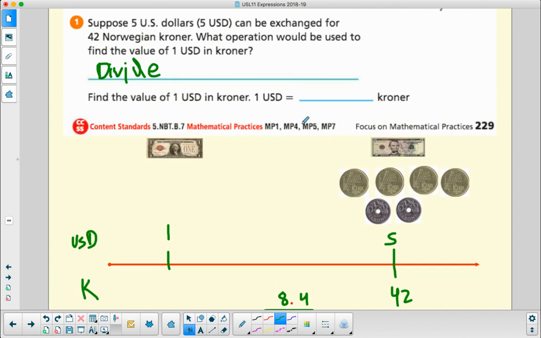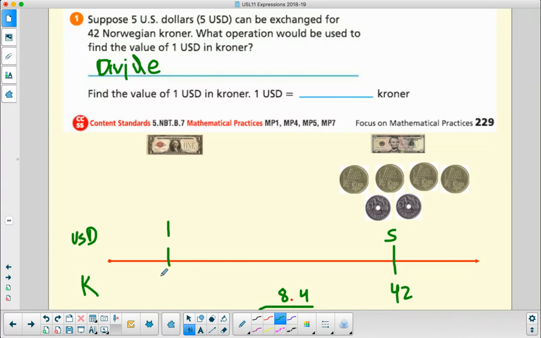So 1 US dollar ends up being 8 4/10 kronen. Does that make sense? Sure does, because I have more kronen than I had dollars here. I have more kronen than I have dollars here. And if I would go up 8 4/10 to $2, $3, $4.